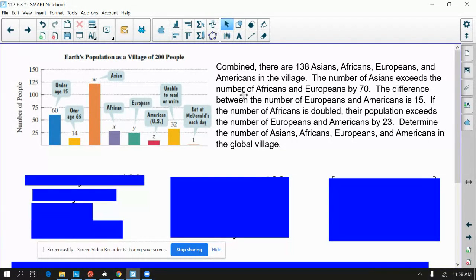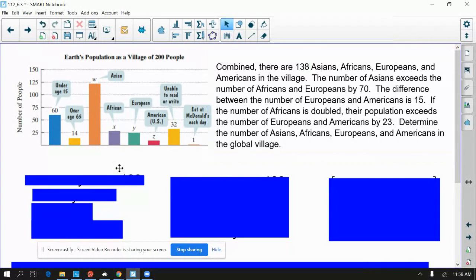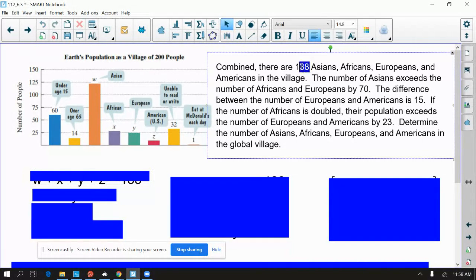Let's see, out of all of them, there are 138 Asians, Africans, and Europeans. That was meant to be 183, I think. Yeah, I reversed those. So if you take all the Asians, Africans, Europeans, and Americans, that's a total of 183.